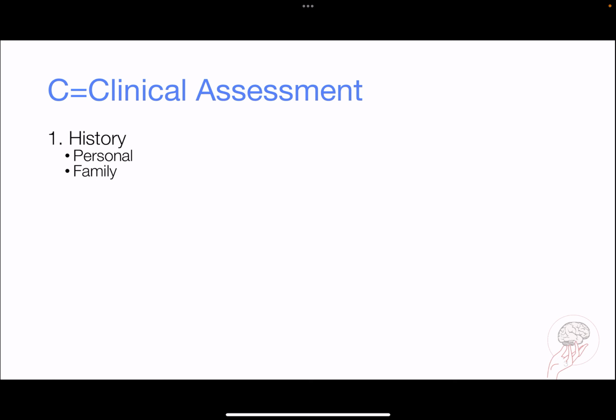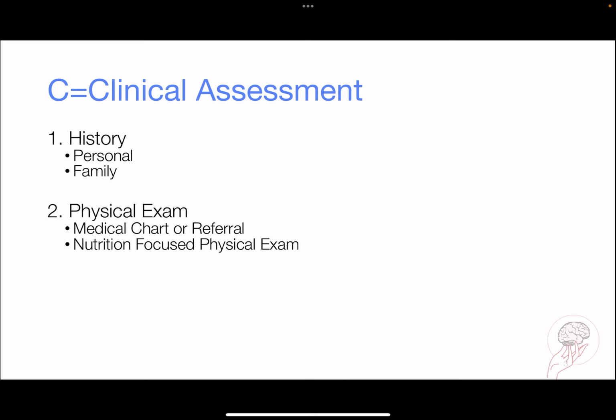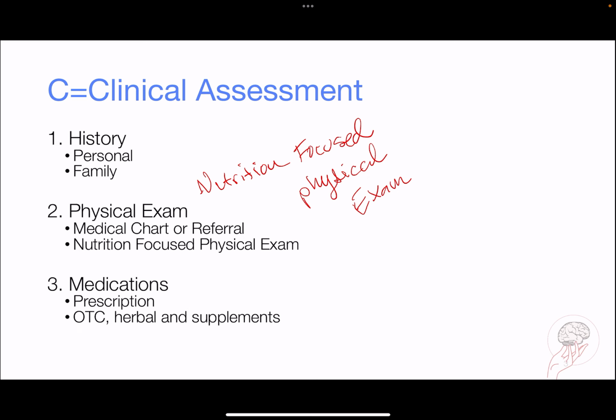So what is the clinical assessment? Well, part of it is the history, personal history, family history, but it's also the physical exam. And for us, we use the nutrition focused physical exam. And hopefully you've watched the video on the nutrition focused physical exam from the Abbott Nutrition Health Institute. Part of the clinical assessment we actually kind of put into a different category, but it's important to know what medications the person is on.